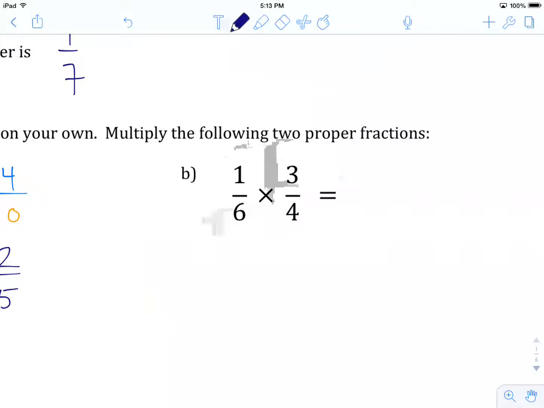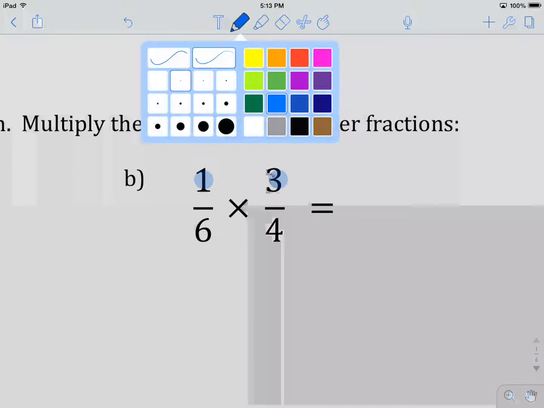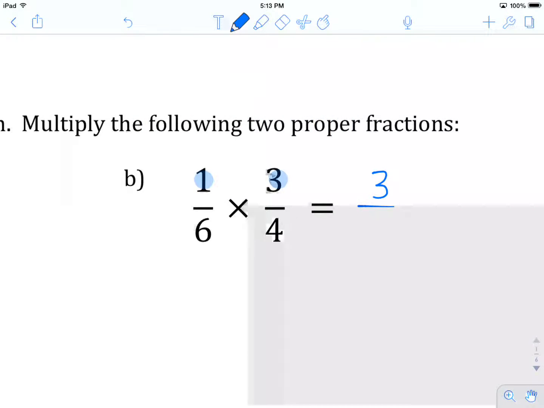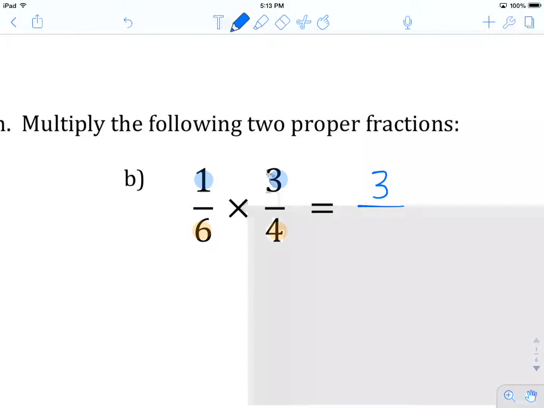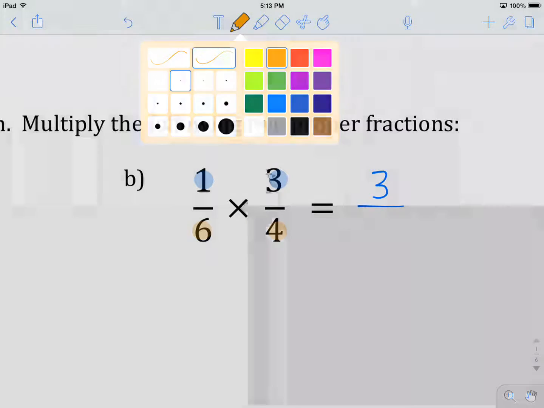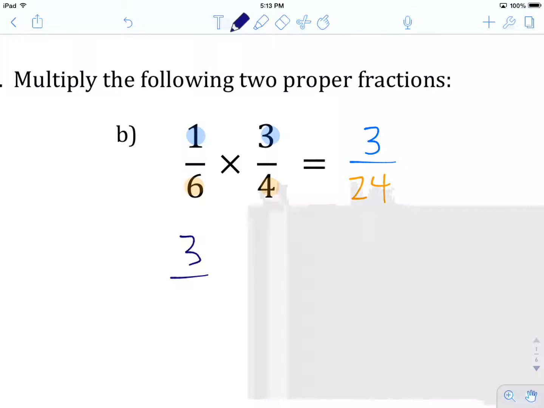Okay, here we are, 1/6 times 3/4. Again, first thing we do is numerator times numerator. That's 1 times 3, and that is going to give us 3 as our numerator. Next, we do denominator times denominator, or 6 times 4, and that is going to give us 24. And that is our answer so far. We have 3 over 24, which I'm going to rewrite here.